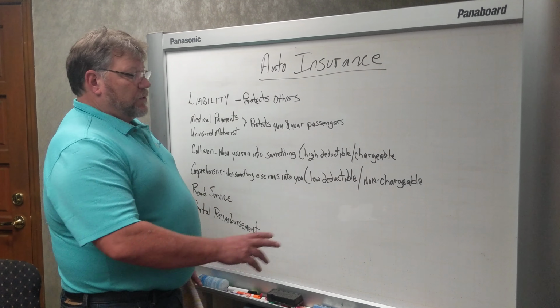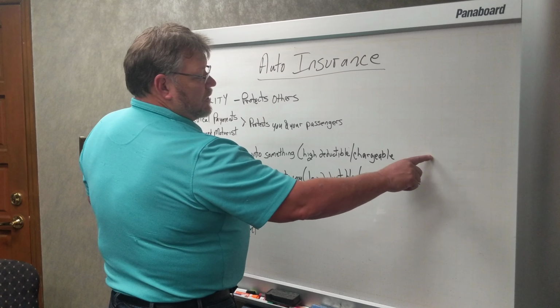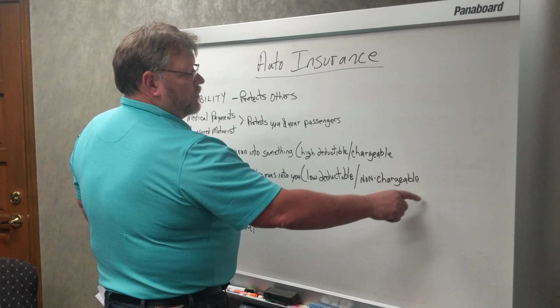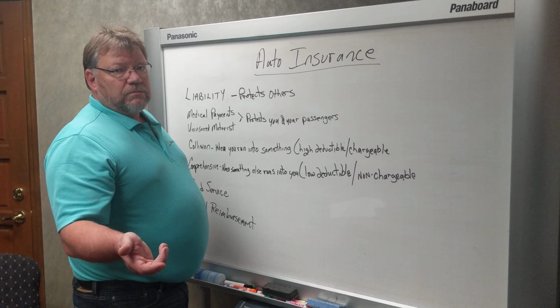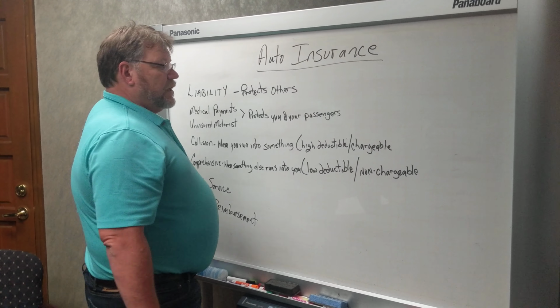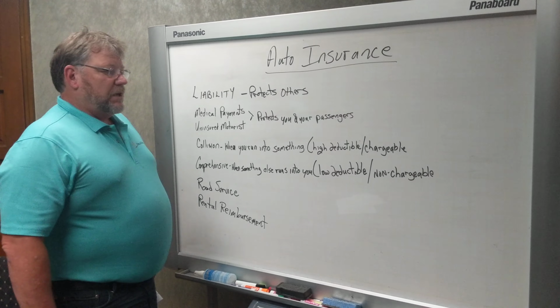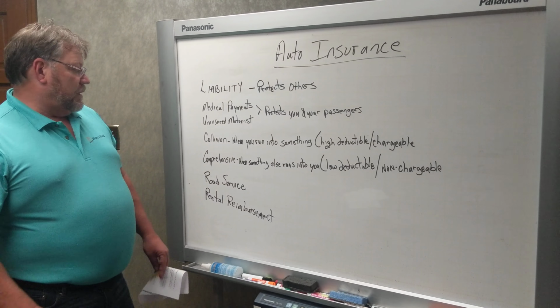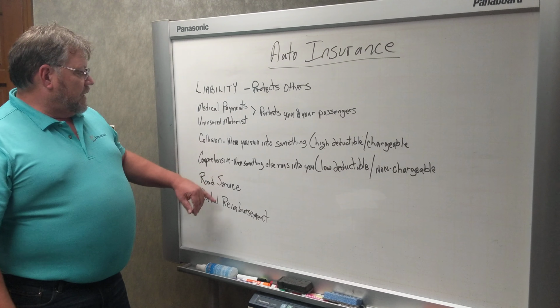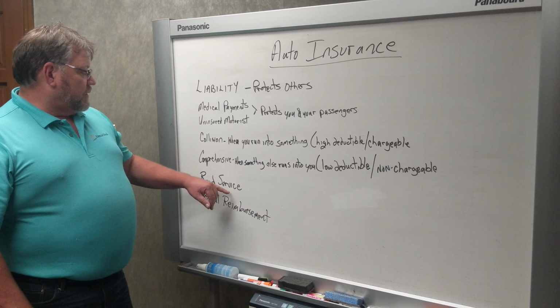Now most companies will come in and they want you to have a $500 deductible here and a $500 deductible here, because that's where they make their most money. That's where their profit is. So we want you to do $1,000 and $100, because that gives the benefit to you and not the insurance company. Some additional coverages that you have on an auto policy are road service.